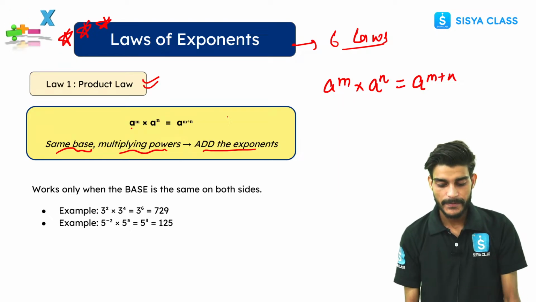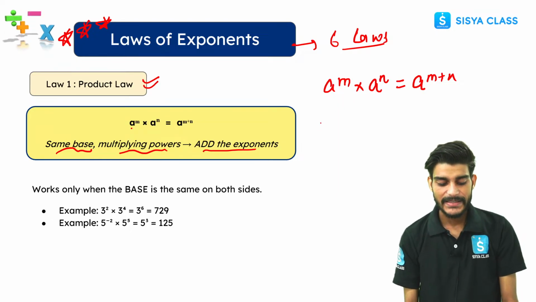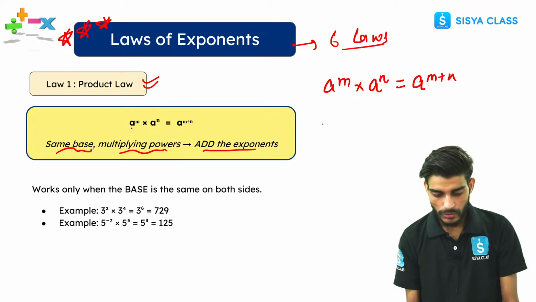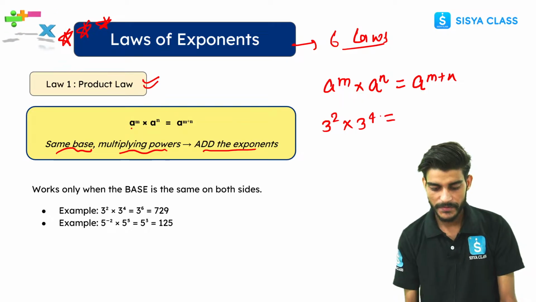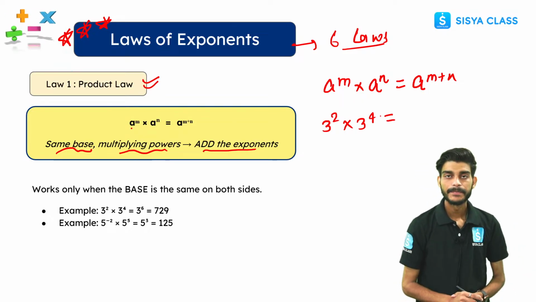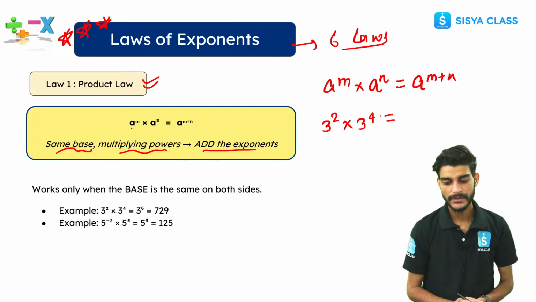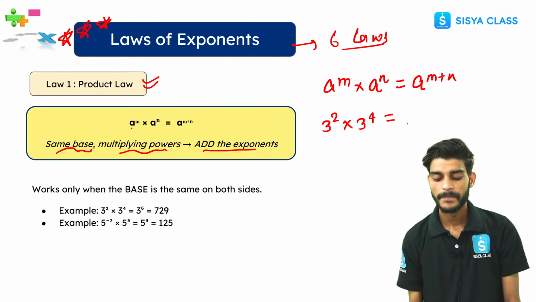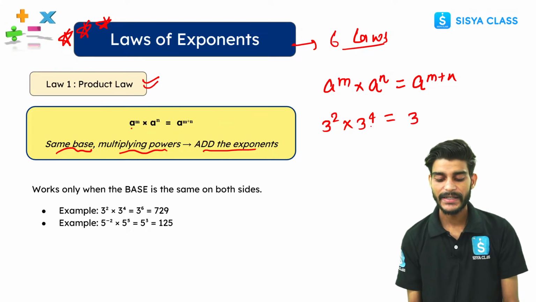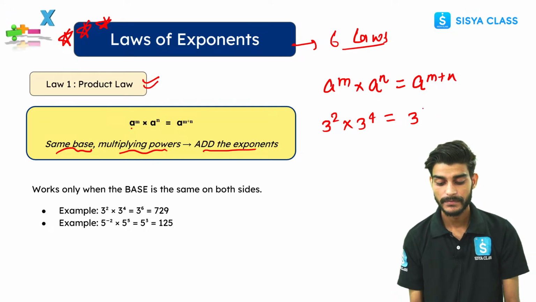As for example, let's say a is 3. So 3 raised to the power 2 into 3 raised to the power 4. Observe here, a is 3 means the base is the same in both the numbers. So simply what you have to do, take the common base, that is 3, and just add the powers. So this will be 2 plus 4.